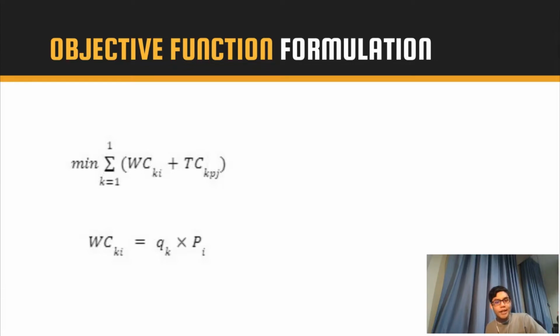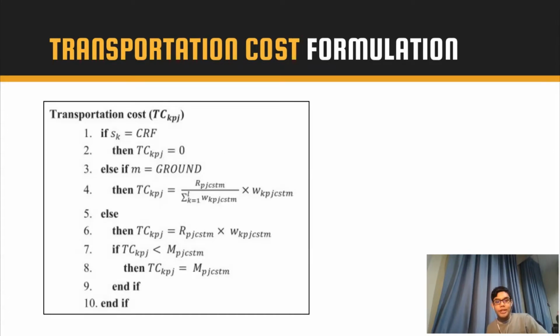So the objective function will calculate its goal based on the minimum summation of warehouse costs and transportation costs. For the second equation, the warehouse costs are obtainable based on the quantity of items that need to be stored and the rate of each item. The transportation cost is calculated in a complex manner actually. If the service level is CRF, then the transportation cost will automatically be zero. When the transportation method is via ground, then a specific formulation has been derived, which is that the transportation cost is proportional to the weight consumed by the order in respect of the total weight of the route and the rate charged by the courier. In all other scenarios, the transportation cost will have the default formula based on the order weight and also the freight rate.